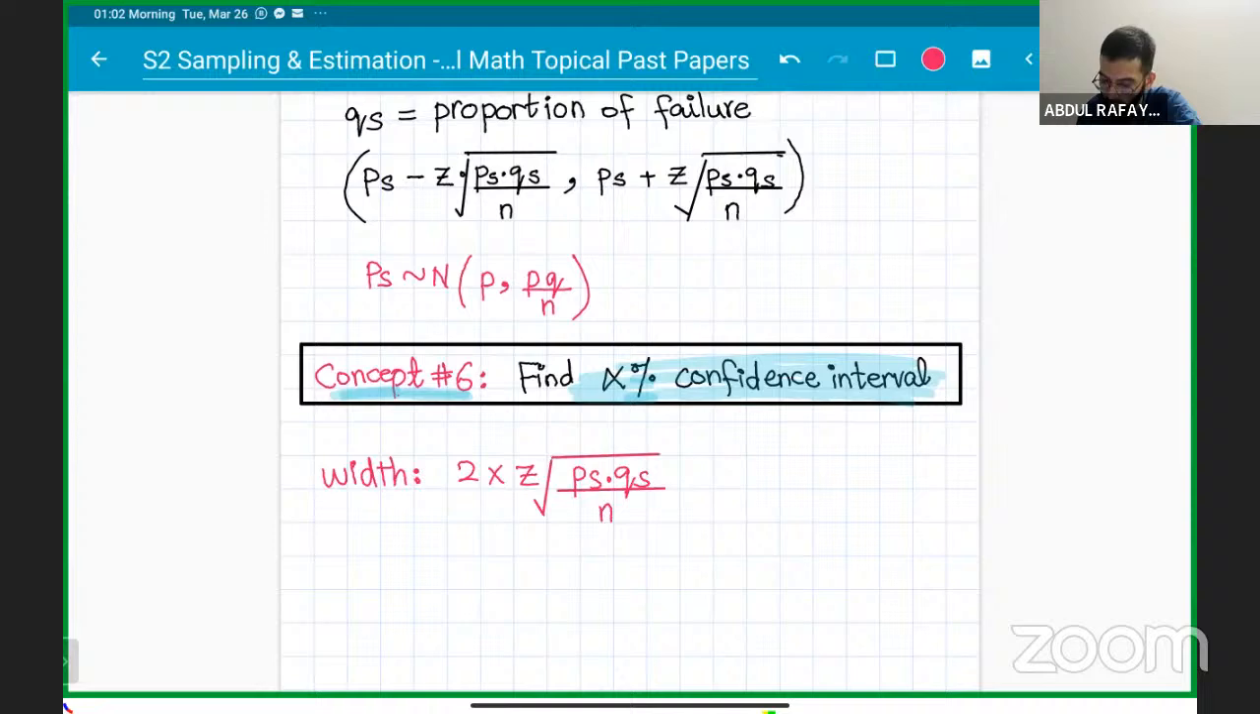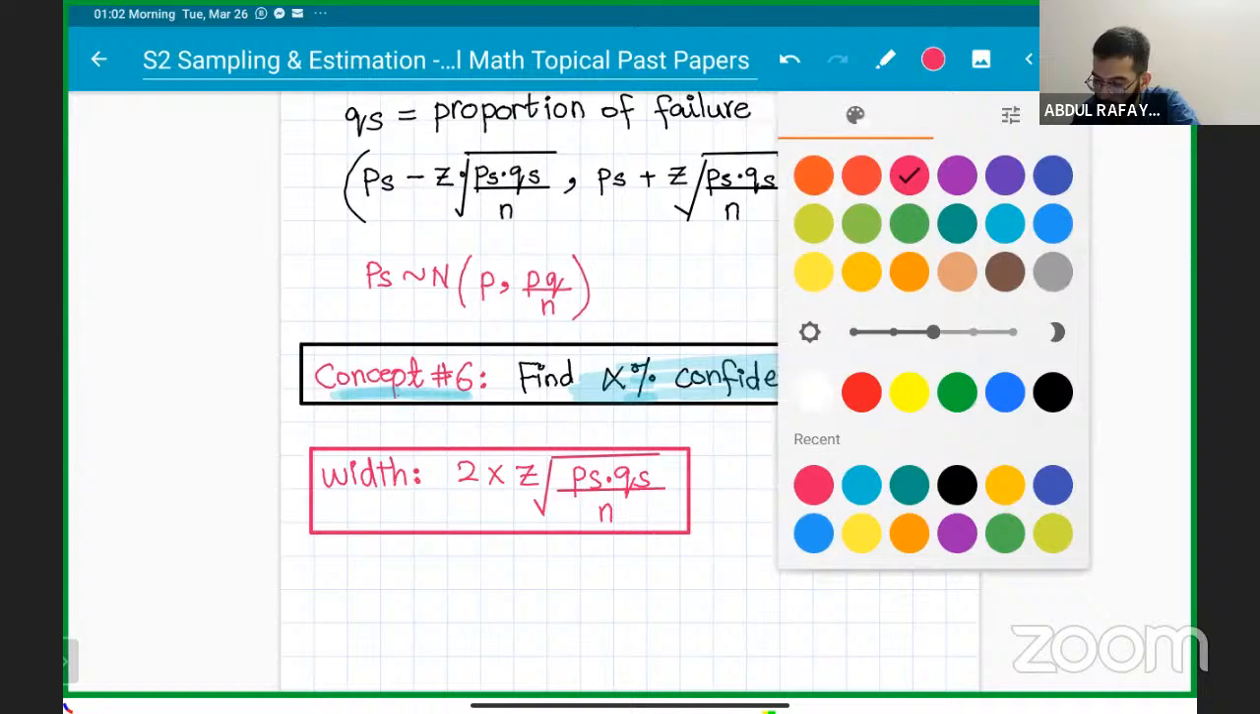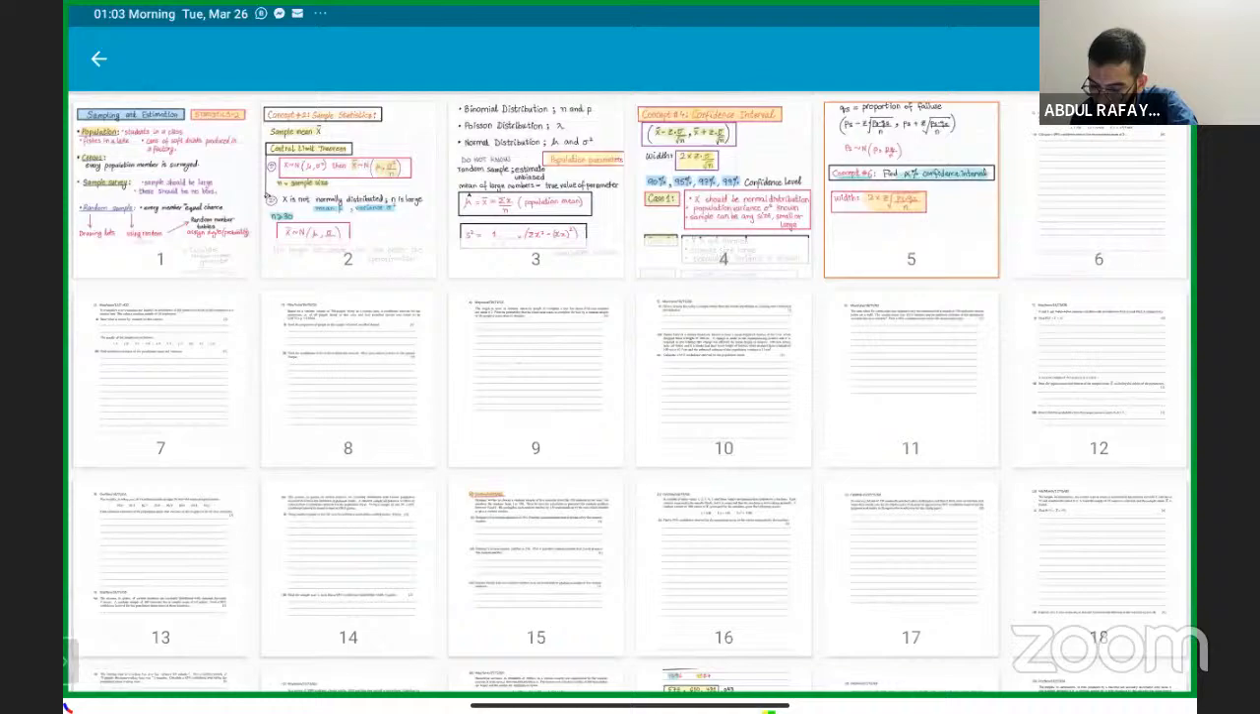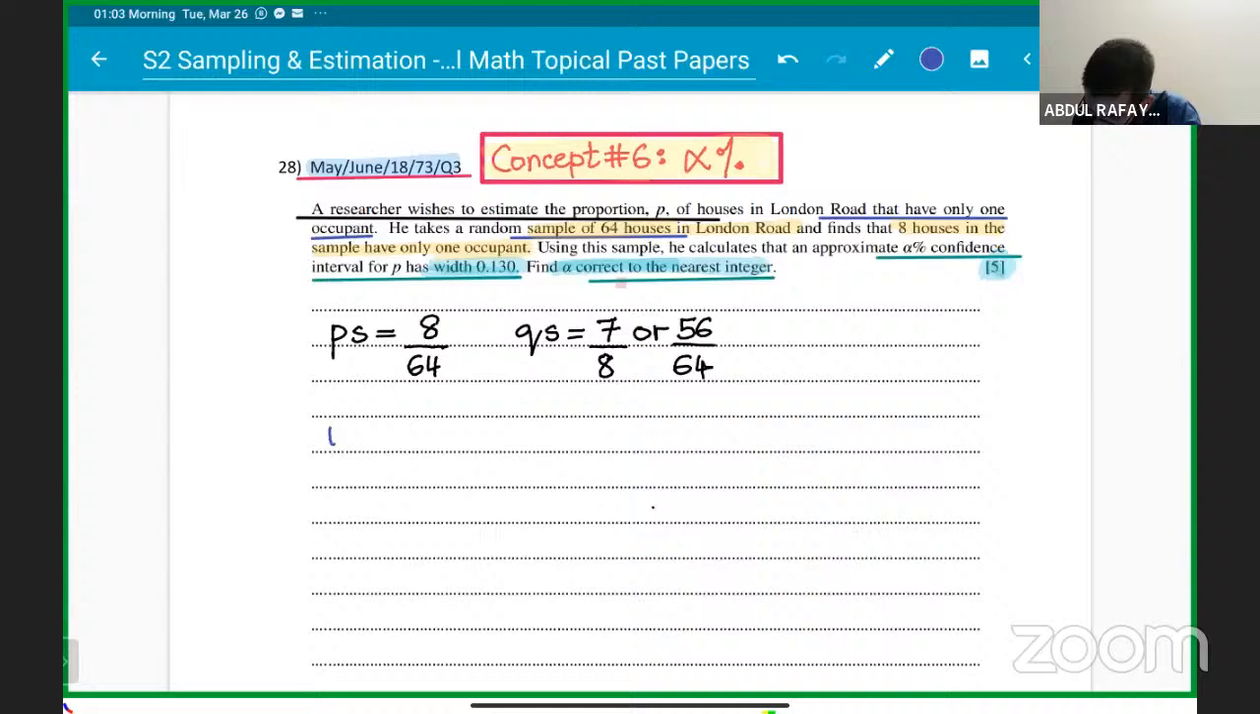Getting it? So you can understand that the width formula will change for every case. Although the method is the same, we are just using different terminologies. So let's apply the width formula to get our answer. The width is 0.130, which equals 2 times z times the square root of 8 over 64 times 7 over 8, divided by 64. That is the sample size.